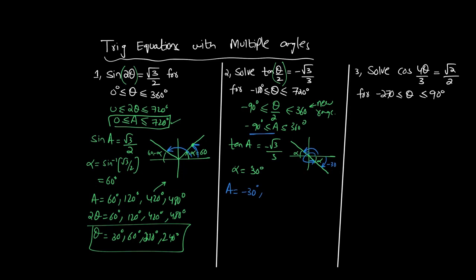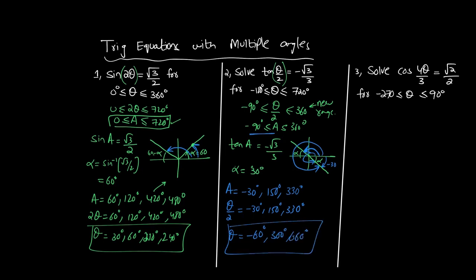Therefore, now let's look at the positive angles. So the first positive angle would be 180 minus 30, which is 150 degree. And the second positive angle would be 360 minus 30, which is 330 degree. So these are the values of A, but we were asked to find the values of theta, and A is equal to theta over 2. So the values of theta would be minus 60 degree, 300 degree and 660 degree. These are the values of theta.